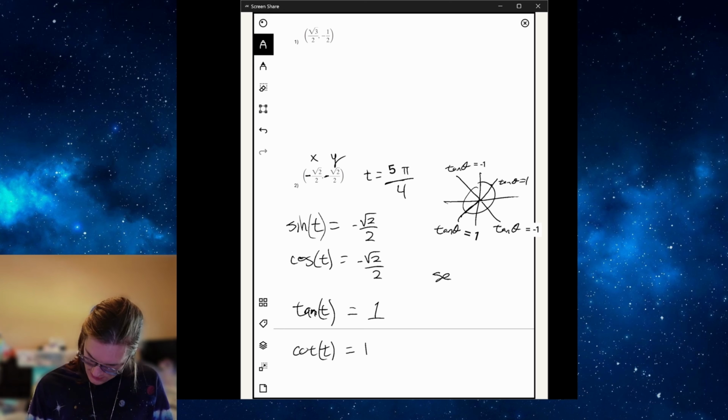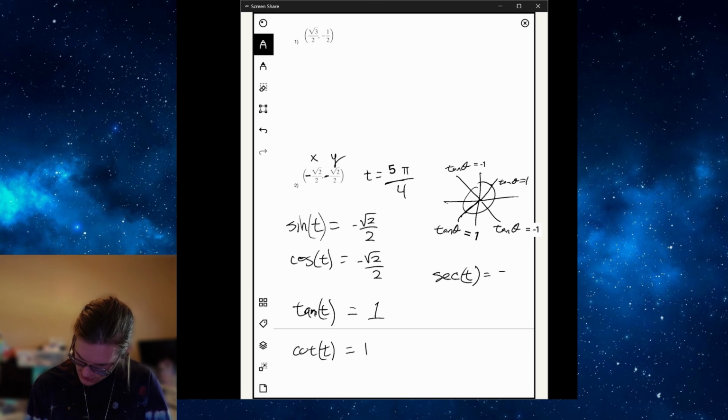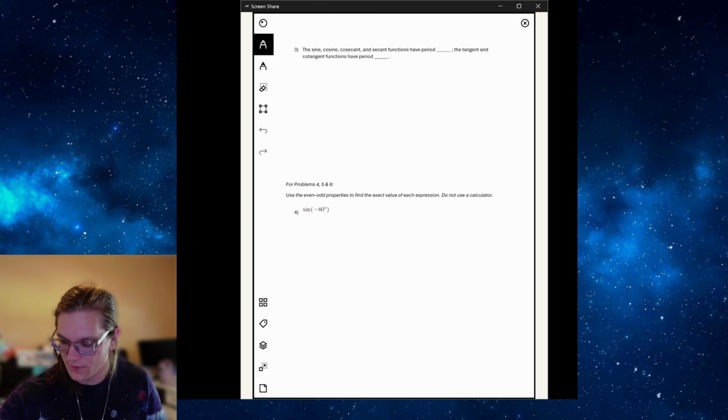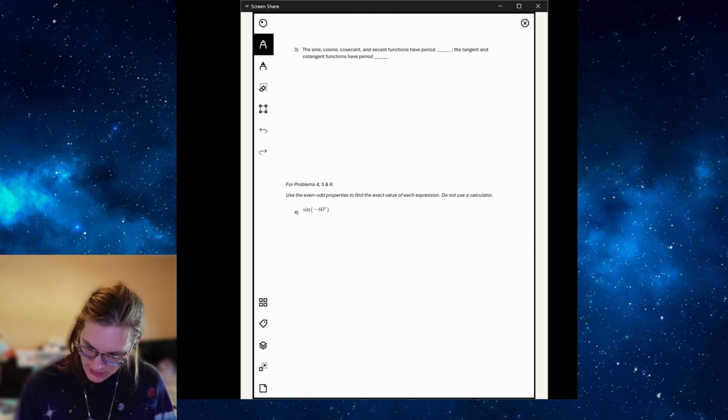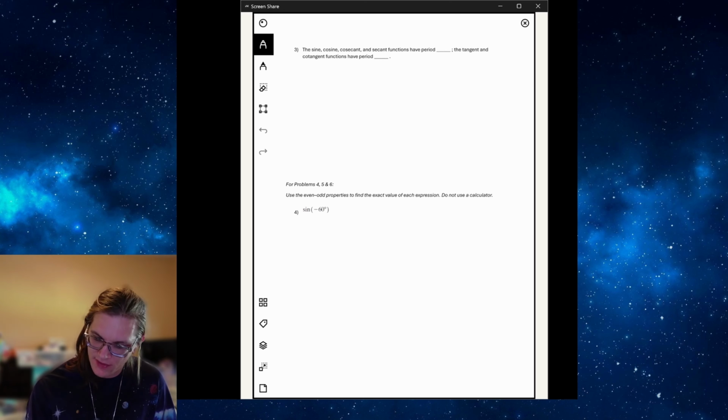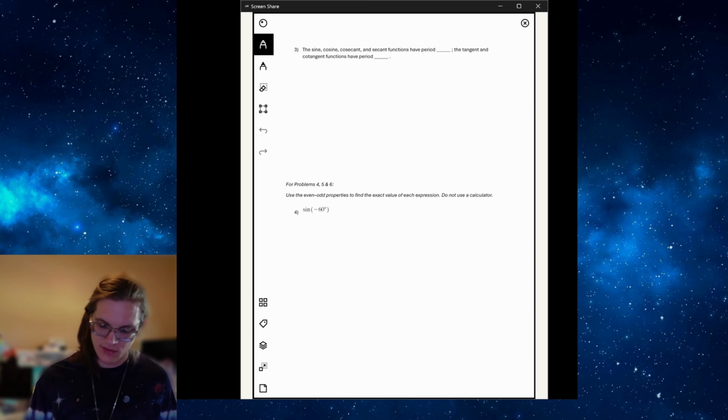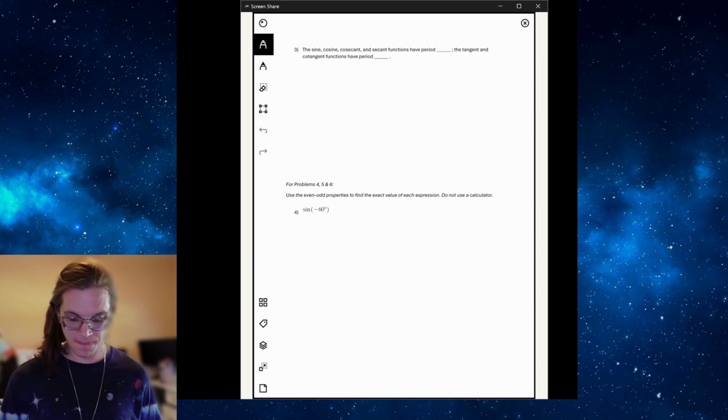You know why? Secant is going to be 1 over cos. Cosecant is 1 over sine. So it's solved. All right, what's this next one say? The sine, cosine, cosecant, and secant functions have a period of blank. The tangent and cotangent functions have period blank.